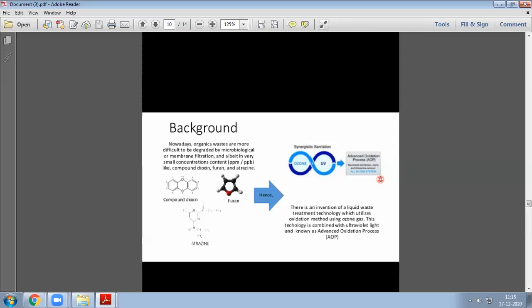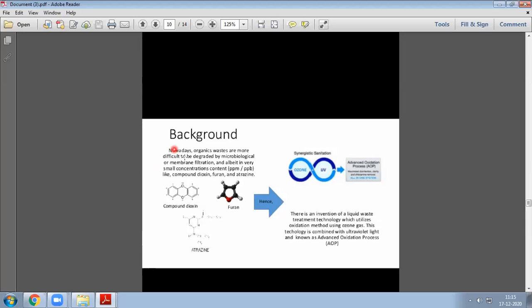So how will you enhance it, because a treatment plant requires more time, right? So here is one more way of learning, that is the advanced oxidation process. I'll read this. What is that? Nowadays, organic wastes are more difficult to degrade by your biological process or membrane filtration, and they will be removed only in a very small concentration. The end products you will see are compounds like dioxin, furan, or atrazine. These are all the end products you will see.